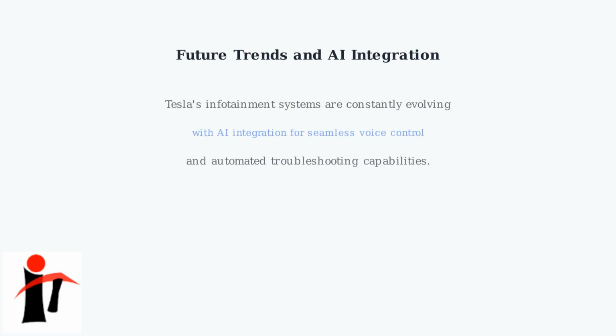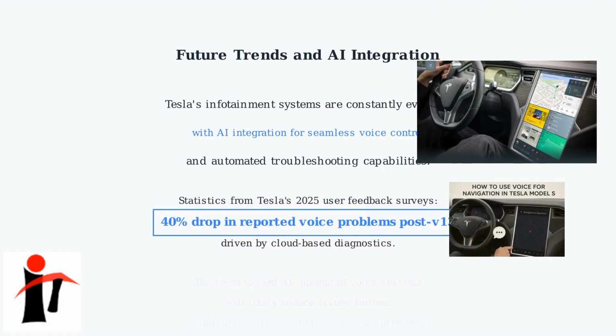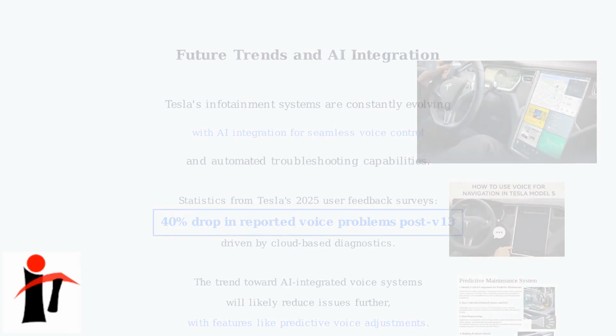Tesla's infotainment systems are constantly evolving with AI integration, providing seamless voice control and automated troubleshooting capabilities. Statistics from Tesla's 2025 user feedback surveys show a 40% drop in reported voice problems after version 13, driven by cloud-based diagnostics. The trend toward AI-integrated voice systems will likely reduce these issues further, with features like predictive voice adjustments becoming more common.